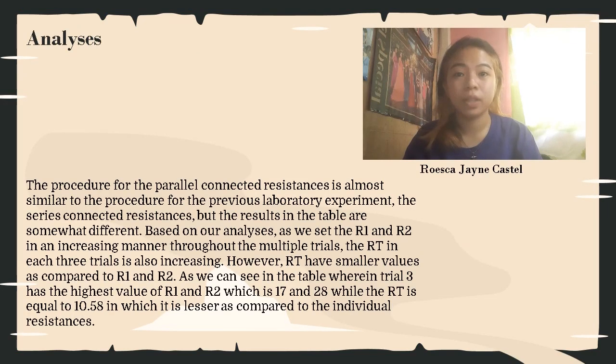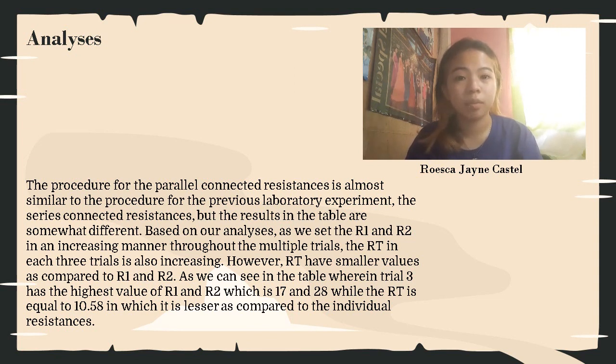The procedure for the parallel connected resistances is almost similar to the procedure for the previous laboratory experiment, the series connected resistances, but the results in the table are somewhat different. Based on our analysis, as we set the R sub 1 and R sub 2 in an increasing manner throughout the multiple trials, the total resistance in each trial is also increasing. However, the total resistance has smaller values as compared to the R sub 1 and R sub 2.